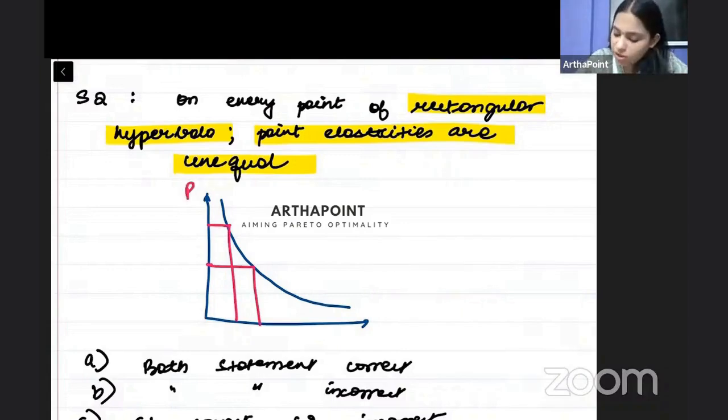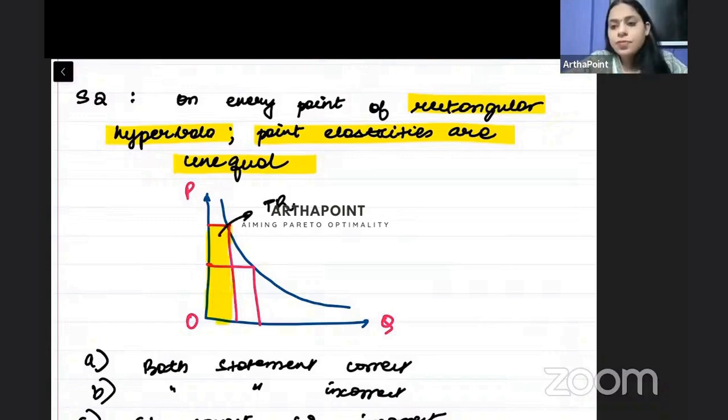और रेक्टेंगुलर हाइपरबोला हम प्राइस क्वांटिटी डोमेन में ड्रॉ कर रहे हैं. सो एरिया अंडर दिस कर्व विल बी प्राइस इनटू क्वांटिटी. तो प्राइस इनटू क्वांटिटी हो जाता है टोटल रेवेन्यू. और इसकी प्रॉपर्टी है दैट टोटल रेवेन्यू विल रिमेन अनचेंज्ड. इट विल बी द सेम.